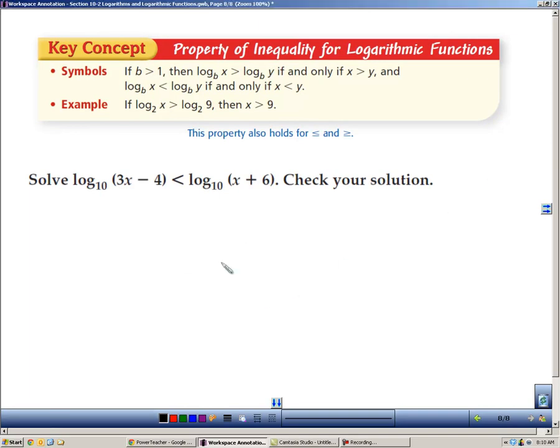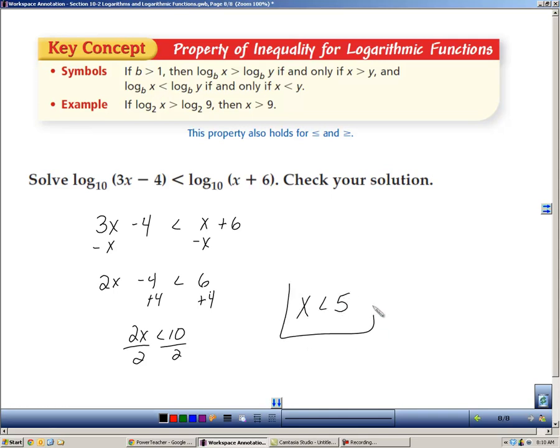And our last slide here is a property of logarithms with inequality symbols, and it just says that if the bases are the same, then the inequality symbols are going to stay the same. Both of these examples have log base 10, so I can just set 3x minus 4 less than x plus 6, keep the symbol intact, and then solve it as normal. 2x minus 4 is less than 6, we'll add 4. So 2x is less than 10, divide by 2, and you're going to get x is less than 5.